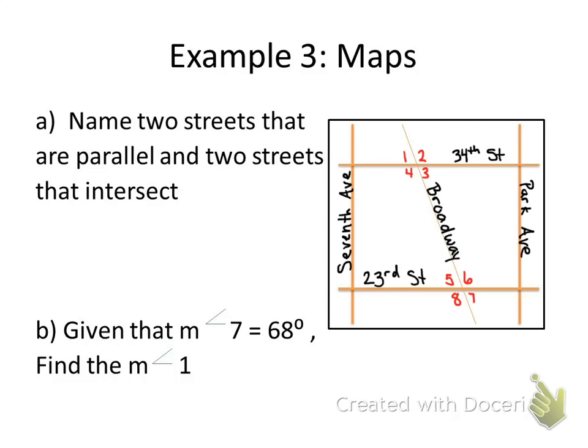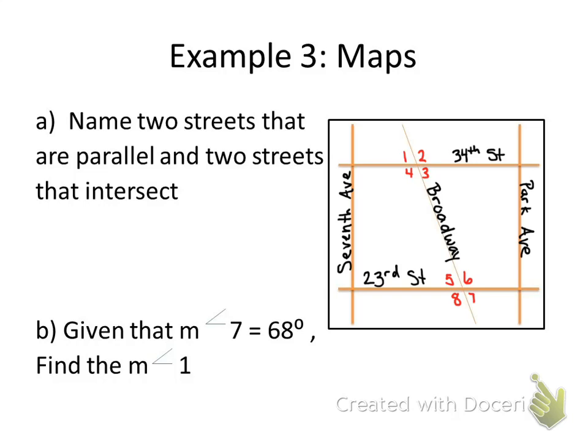Josiah? Another intersecting street? Broadway and? Very good. Broadway intersects 34th and 23rd Street. And then another intersection, Josh? 7th and 23rd. Very good. So the first part is just reading the map and recognizing parallel and perpendicular streets, lines, basically. All right? Now, let's look at B.